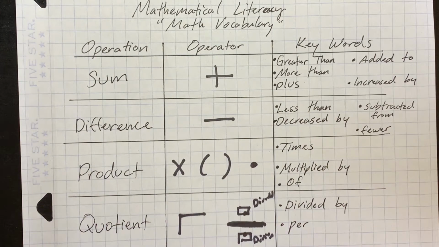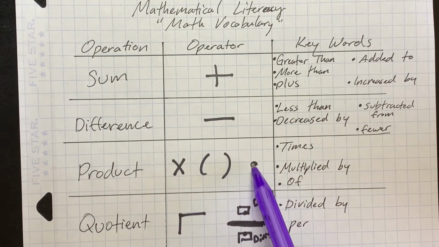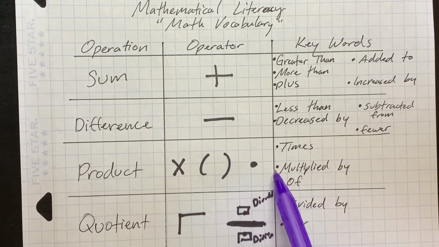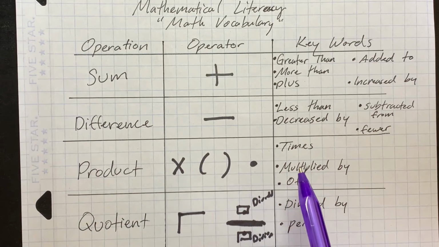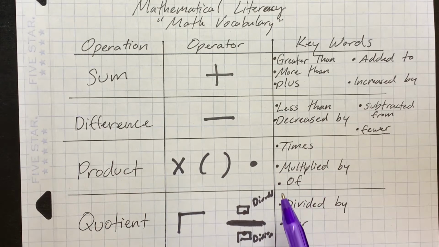All right. And now for the operation of finding the product, remember that the product is the answer to a multiplication problem. This one has a few different operator symbols. You have an X, you have a parentheses, and you have a dot in the middle of your two factors. Okay, these all tell you to find the product, the answer to a multiplication problem. Keywords here that tell you to multiply are times, multiplied by, and the word of tells you to multiply to find the product. Now lastly, the quotient.